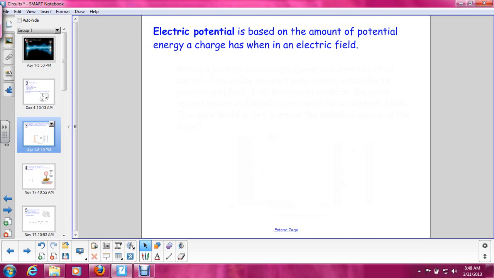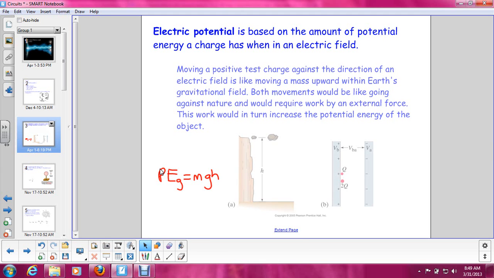So let's start with electric potential. Electric potential is based on the amount of potential energy that a charge has when it's in an electric field. Hopefully you all remember the term potential energy from when we were talking about falling objects. Remember, the potential energy of an object in a gravitational field is its mass times gravity times how high off our 0 point it is. Electric potential is very similar to this.